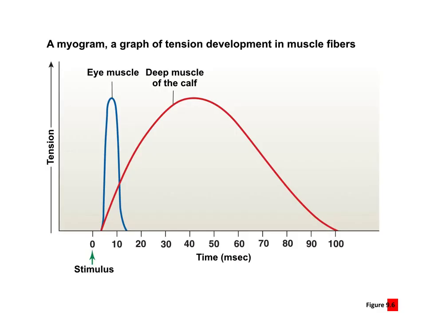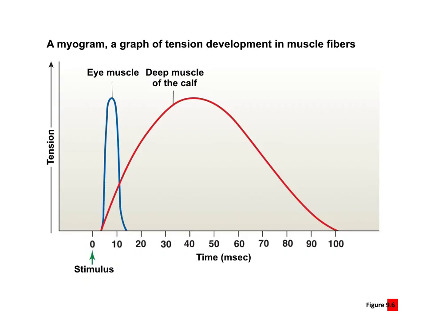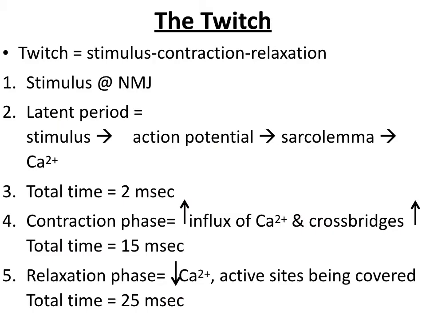Depending on the type of muscle, let's say, for example, if the total time of the latent period is like 2 milliseconds, then the contraction is like 15 milliseconds, for example, like here in the eye muscle. And then you have what tends to be a little bit longer relaxation phase, and that can be as long as 25 milliseconds. And that's when calcium begins to decrease. Well, how does that happen? Well, that's when calcium is pumped back into the sarcoplasmic reticulum, and therefore the amount of calcium ions decreases in the zone of overlap, and then everything stops again.